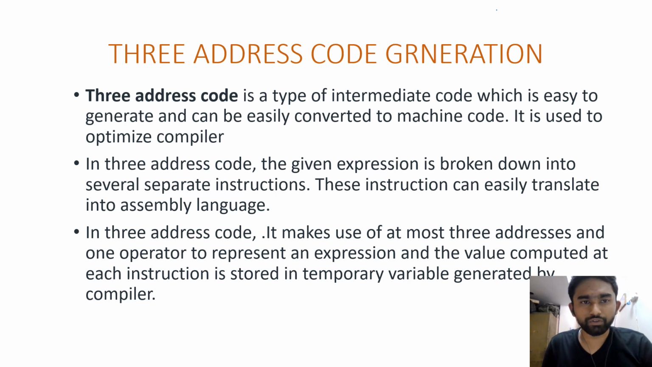So in this video, we are going to learn one of the processes of intermediate code, that is 3 address code. Some other processes of intermediate code are DAG, prefix, etc., which we don't need to learn in this video, because in this video we are focusing on 3 address code generation.